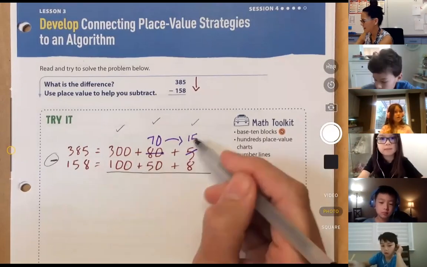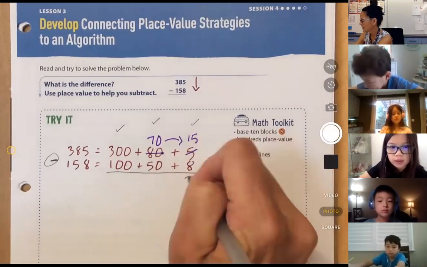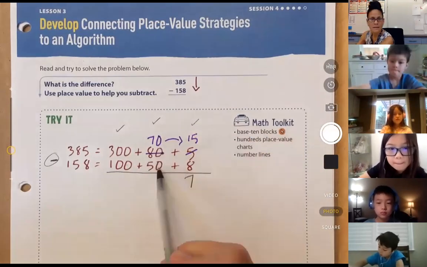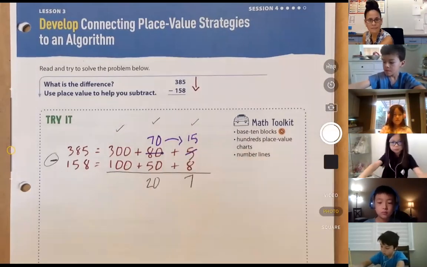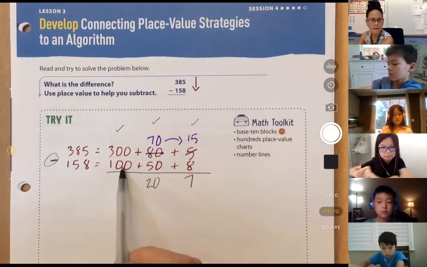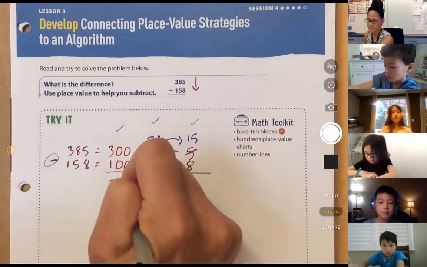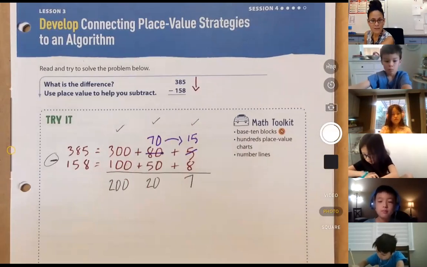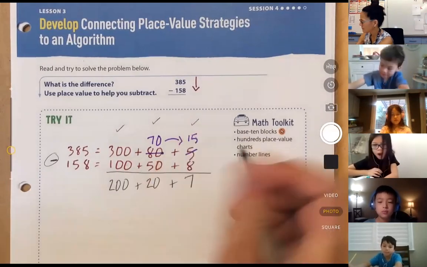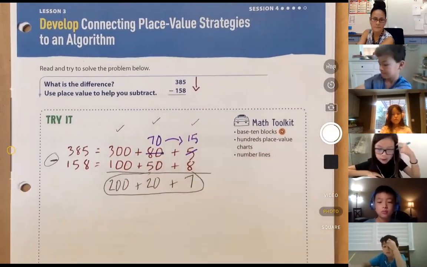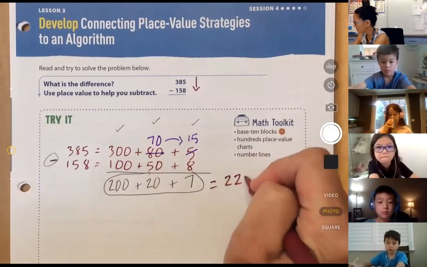Now I can say 15 minus 8, that's going to be 7. 70 minus 50 is going to be 20. 300 minus 100 is going to be 200. In order to find the difference, what am I going to do? I'm adding up this right here. And that is going to give me a difference of 227.